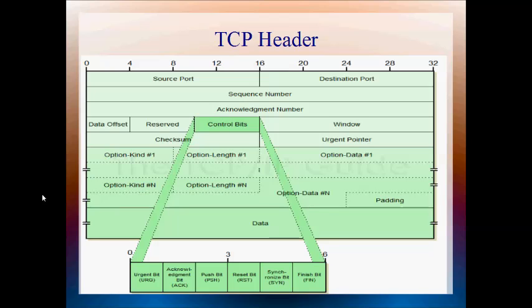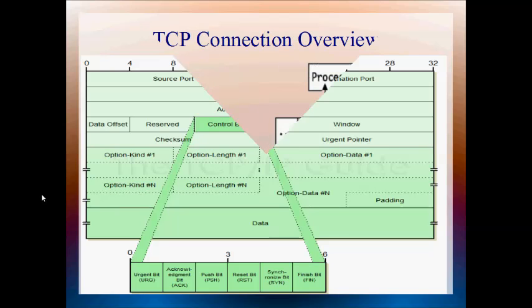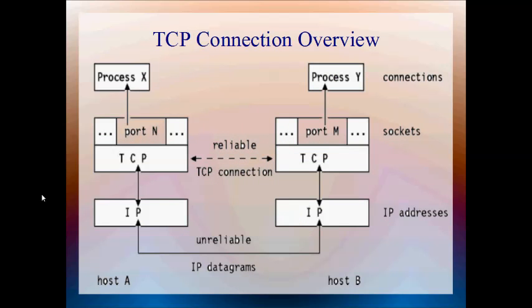The control flags on the TCP header provide more control to the application on how the packet can be handled or processed by the application. A connection overview will be shown on the next slide. This connection overview provides a simple illustration or analysis of the flow of TCP, the Transmission Control Protocol.